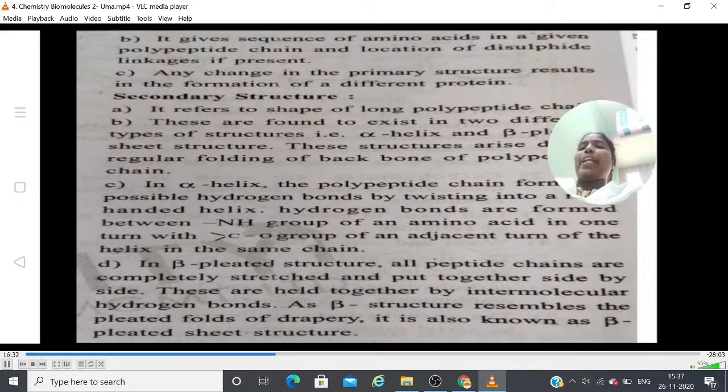And in beta pleated structure, all peptide chains are completely stretched and put together side by side. These are held together by the intramolecular hydrogen bond. As beta structure resembles the pleated folds of drapery, it is known as a beta pleated sheet structure.